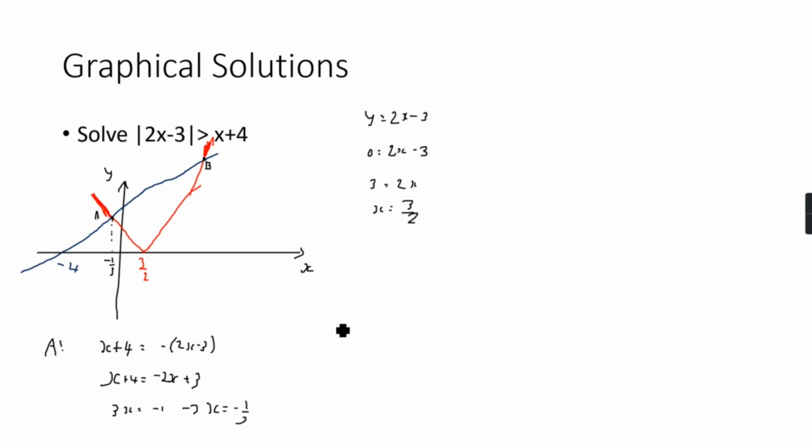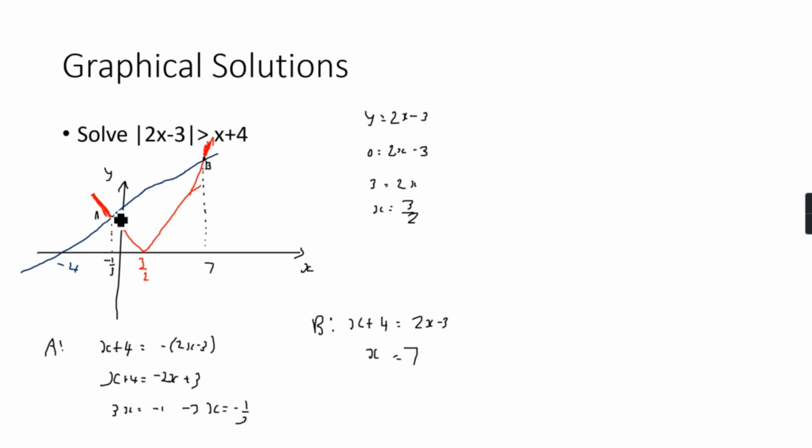Let's just work out what point B is before we go further. Again, x plus 4. This time it's the unreflected branch, equal to the unreflected branch of 2x minus 3. So add 3 to both sides and take away x: 2x take away x is just x, and 4 add 3 is 7. This point here is 7.